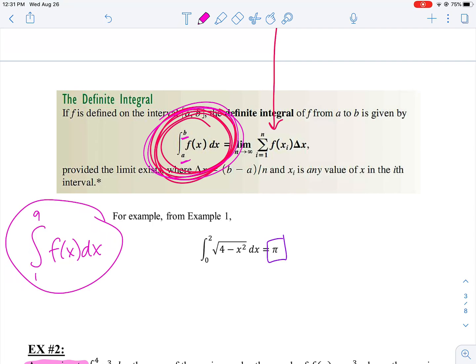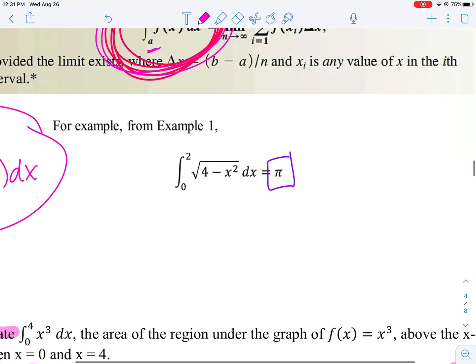Another interpretation is finding the area underneath the curve from A to B. So back in our first example, when we divided up into 2 rectangles and 4 rectangles, and we used left endpoints and right endpoints, and we were using those to estimate the area. Do you remember the square root of 4 minus x squared was our equation that we were trying to find the area underneath? And we were going from 0 to 2.